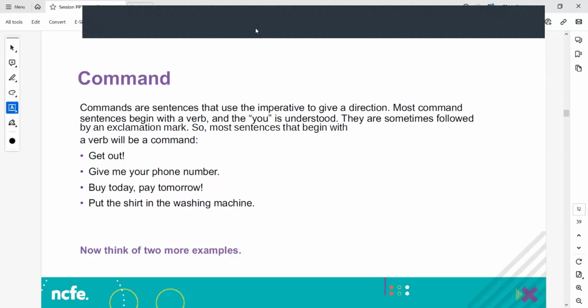Well done. Sometimes they are used in conversation, or less conversation, more giving instructions to people. And often we will see them in a text used again in advertising. So buy today, pay tomorrow, act now to get this deal. Okay, well done, some good examples.